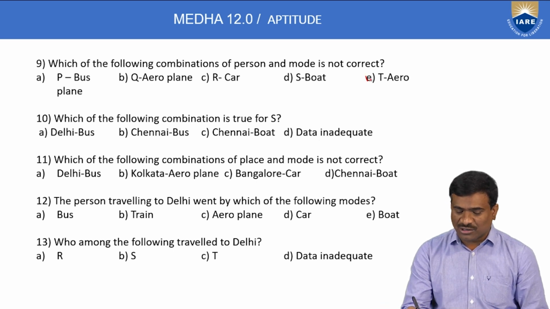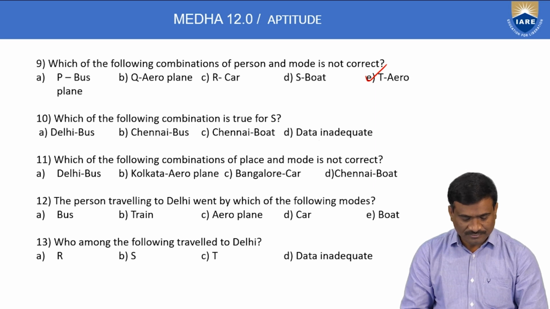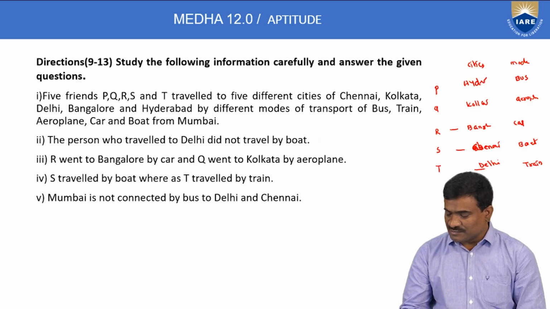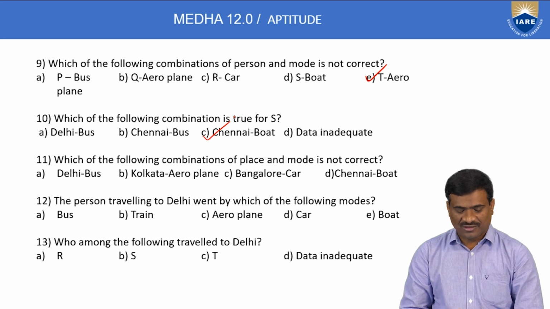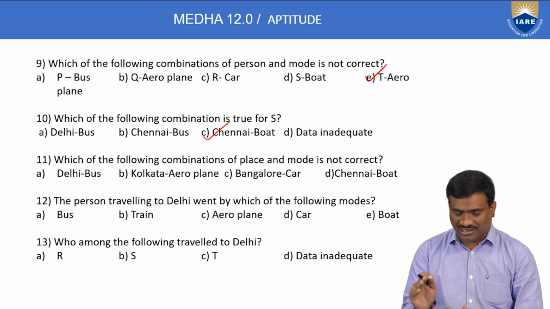T aeroplane is not correct, T train only correct. So option E. 10th. Which of the following combinations is true for S? Yes means Chennai and boat. Option C only correct.